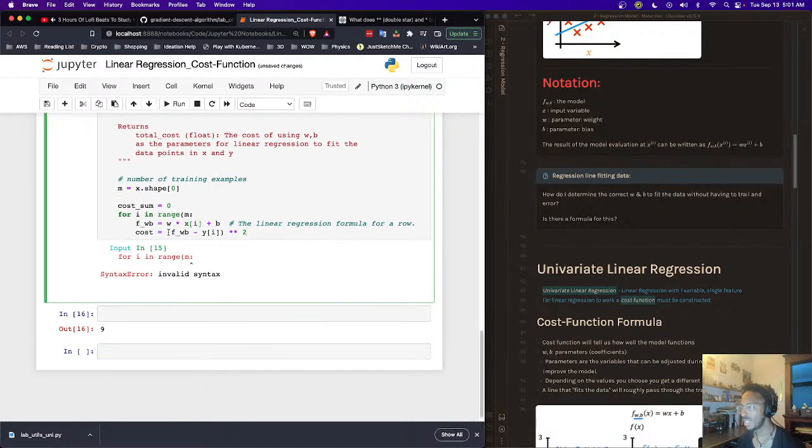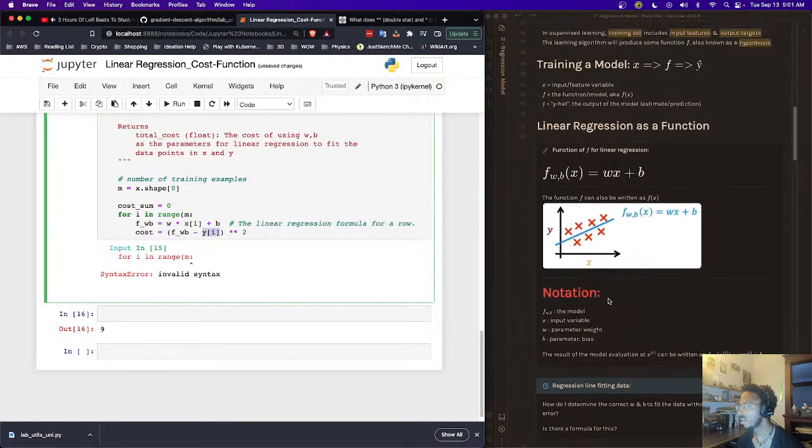Okay, so what this is saying here is we're going to take the output of running the linear regression for a specific index on X, and we're going to subtract it from whatever the Y value is within our training.